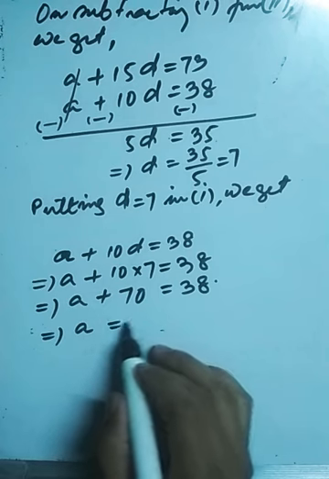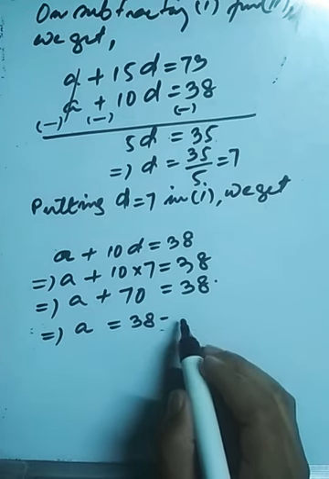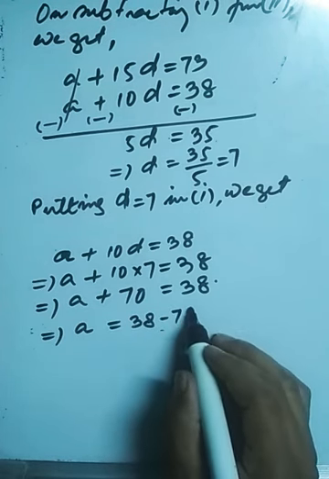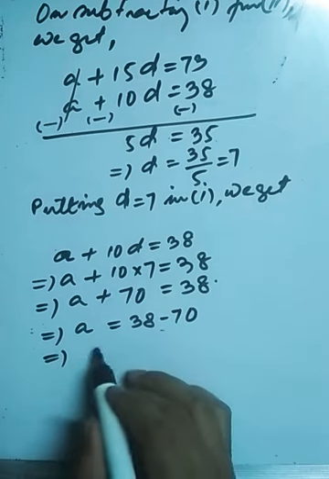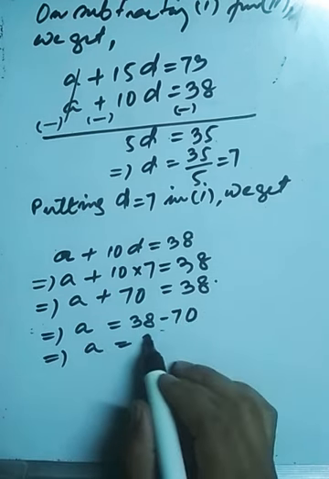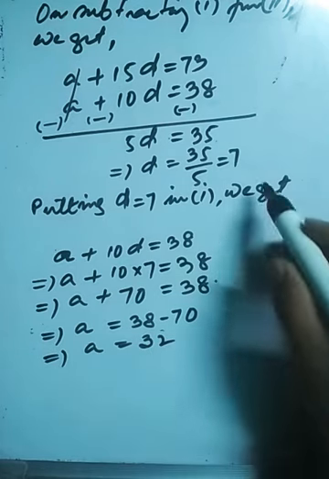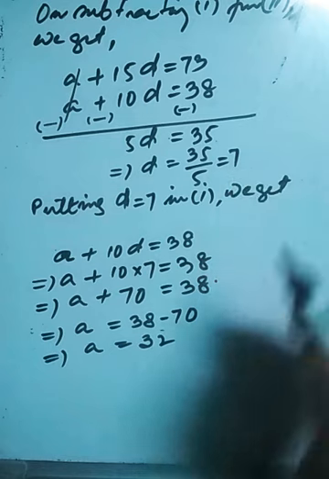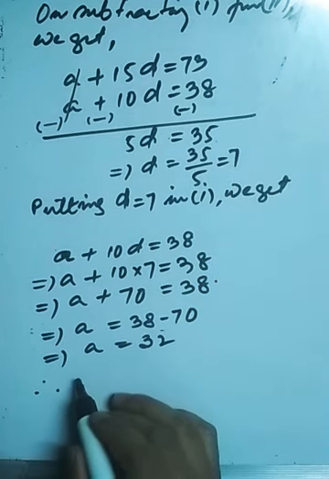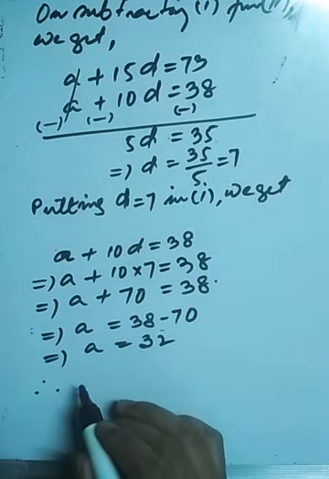So a equals 38 minus how much? 70. So we are getting the value of a as 32. Now we know the first term a and we know even the common difference d. So we are asked to find a31, that means the 31st term.